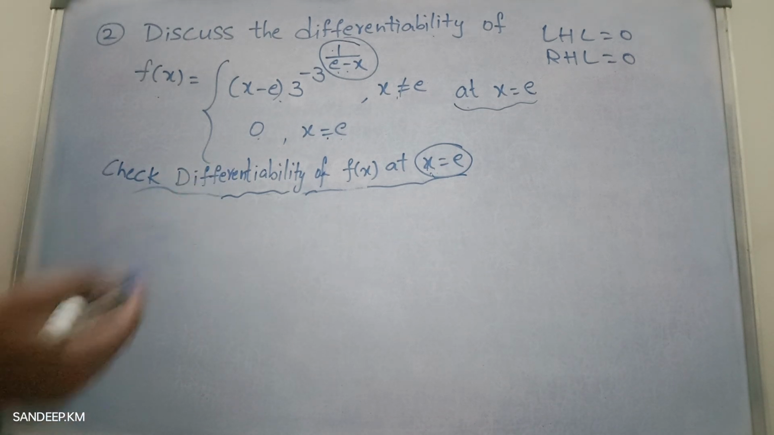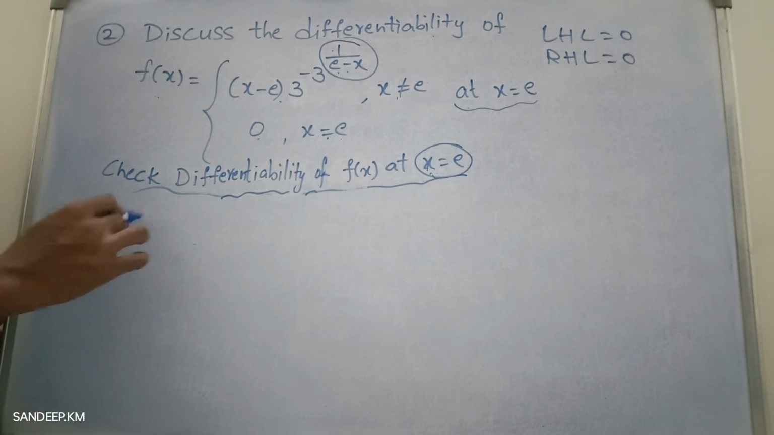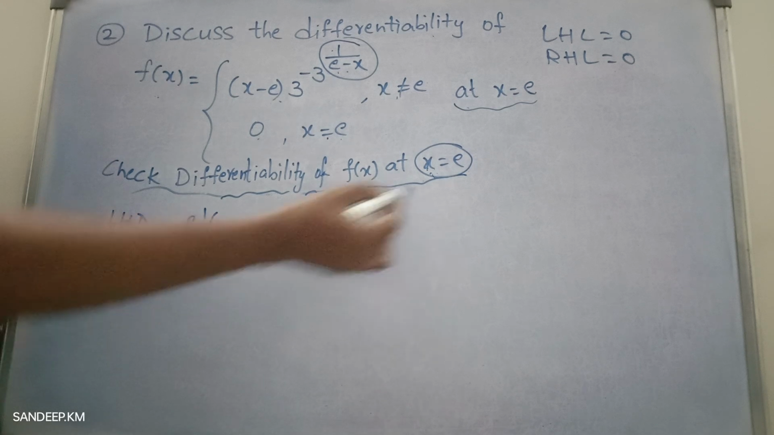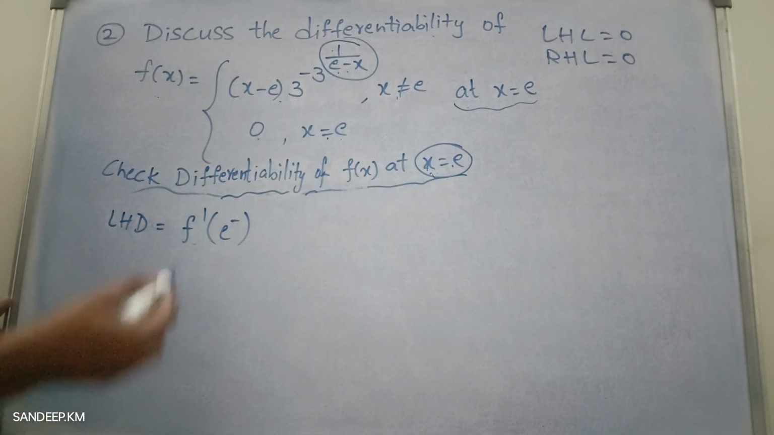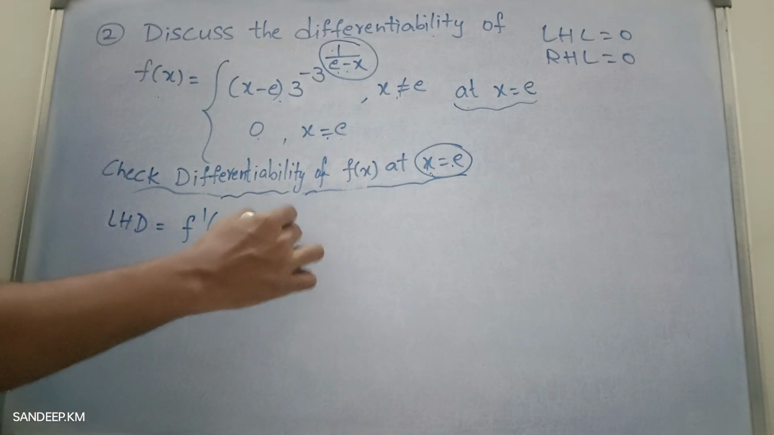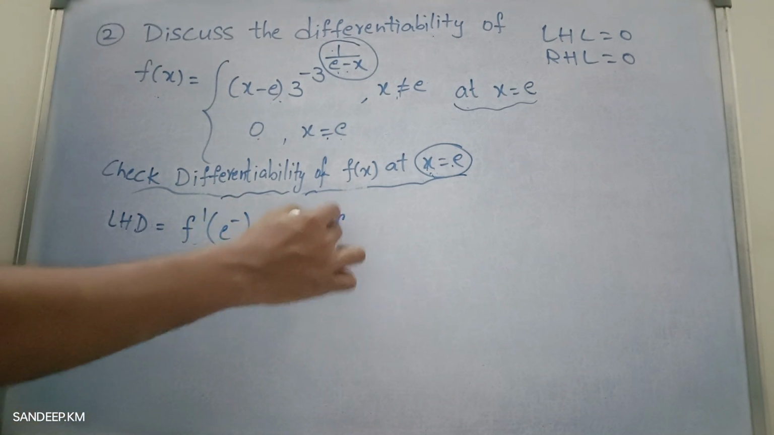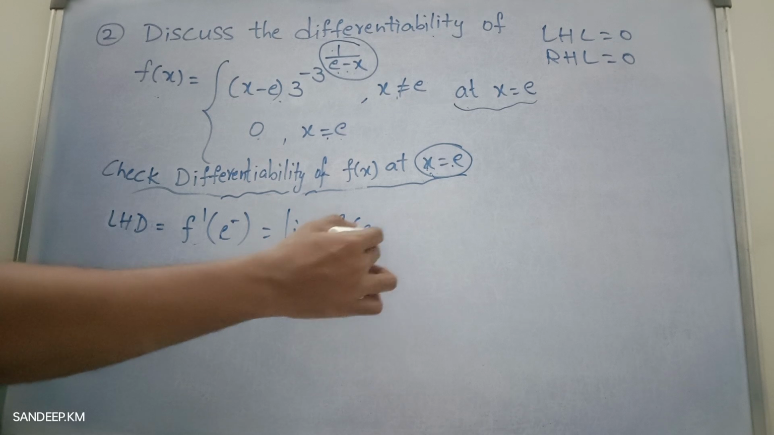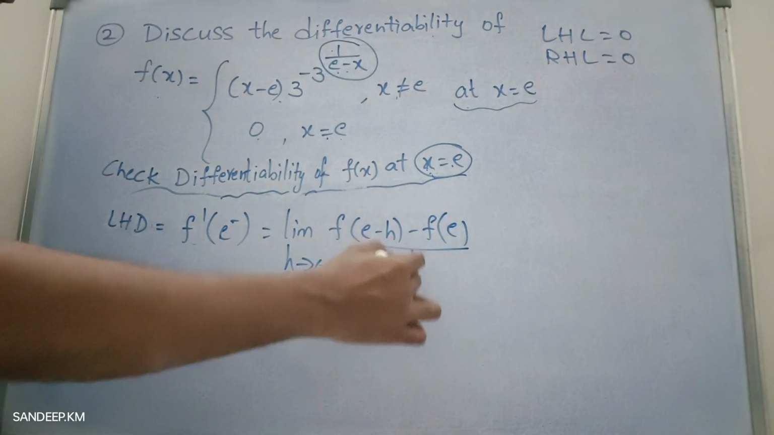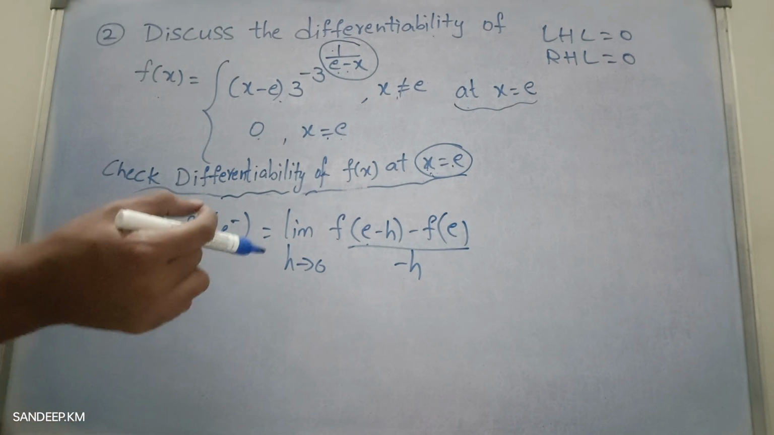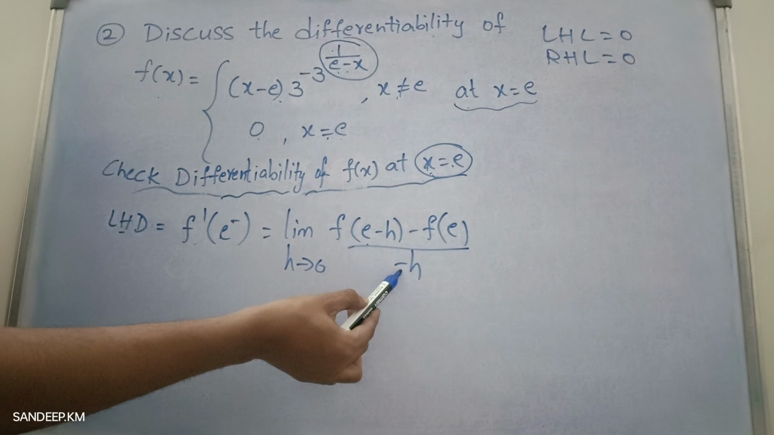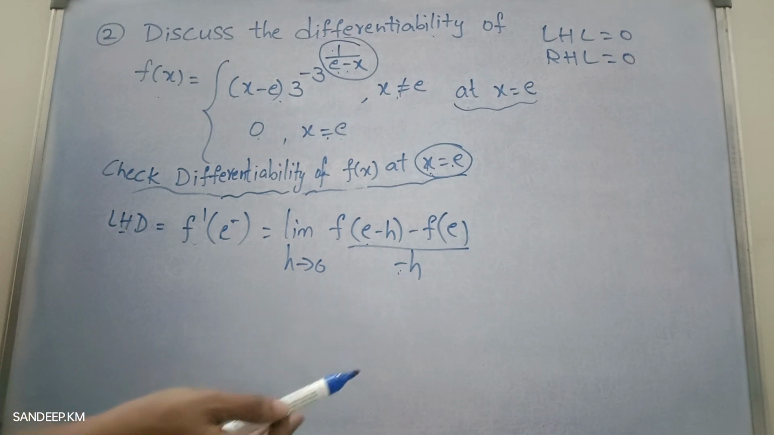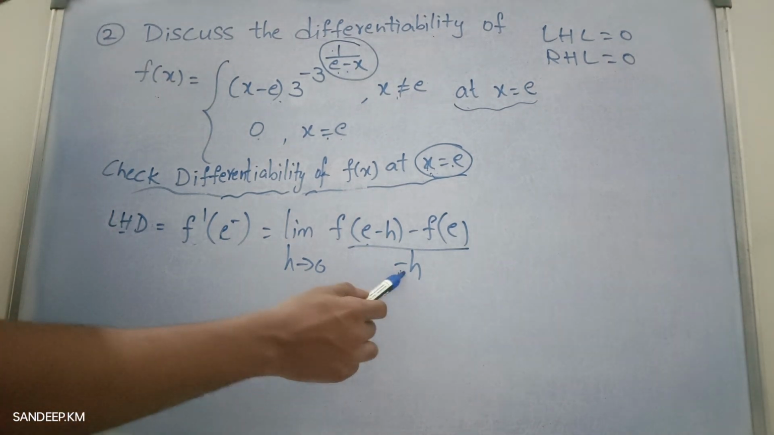First, let me find LHD, left hand differentiability. It is equal to f dash of e minus, at x is equal to e. And what is the formula to find f dash of e minus? Limit h approaches 0, f of e minus h minus f of e, divided by minus h. Generally, we make one mistake: while finding LHD, we forget writing minus h here. We write plus h and we get the wrong answer. Please be careful there. It is minus h for LHD.